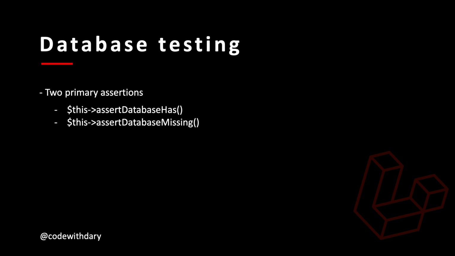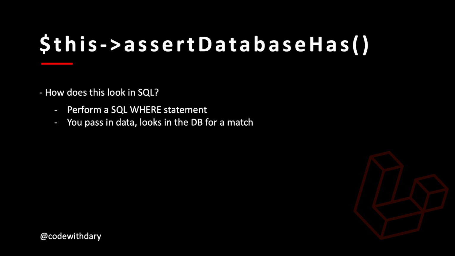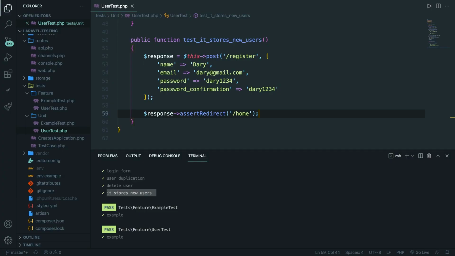Now let's dive a little bit deeper into the assertDatabaseHas method. How does it look in SQL? Think about it. You're going to perform a where statement. You will pass in a value where MySQL will check in the database whether the value exists or not. Alright, I'm done with all the theoretical stuff. Our users table is empty at the moment, so it can't check if a user exists. So we've got to make sure that we add a row there.